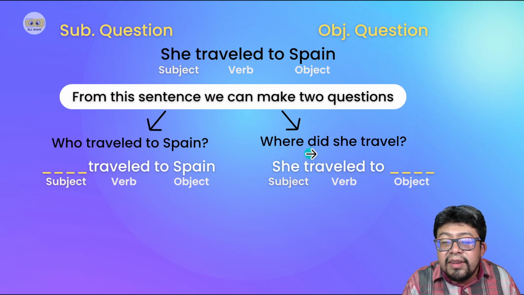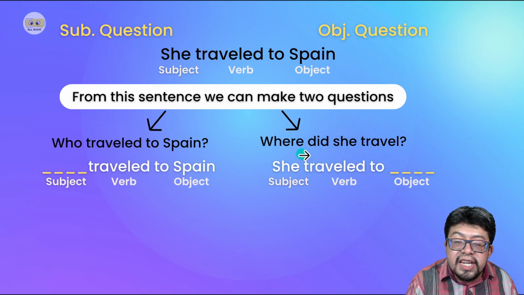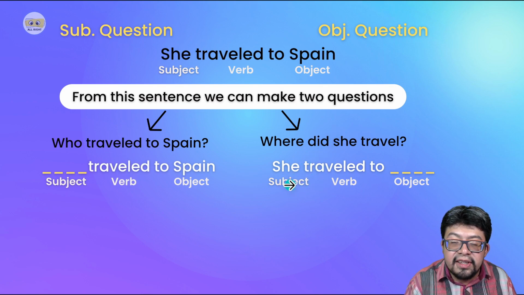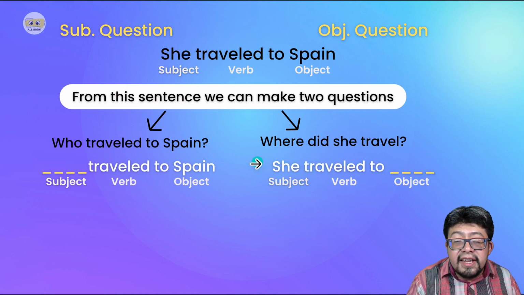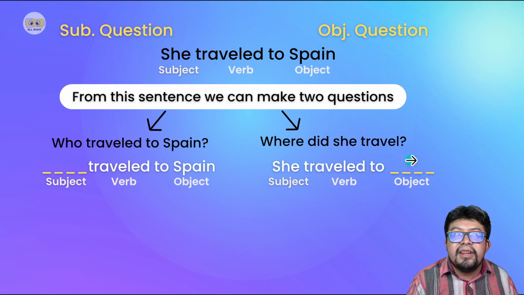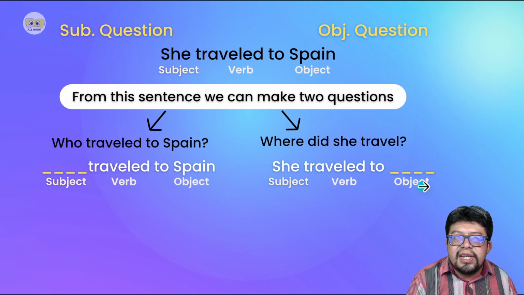Whereas, where did she travel? ¿A dónde viajó? ¿Quién viajó? Ella. Where did she? She is doing the action. In this case, I don't know the object. So that's why this is the object question. She traveled to Spain. Conozco al sujeto, but I don't know the object. Alright, no sé a dónde fue. ¿Quién fue? Ella. ¿A dónde? I don't know. So that's my object question.